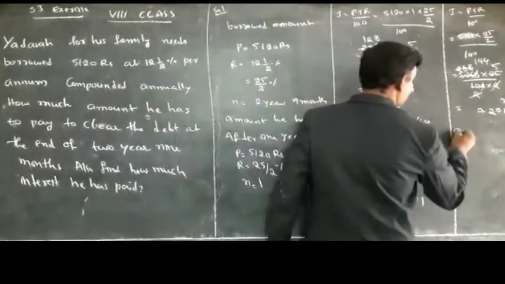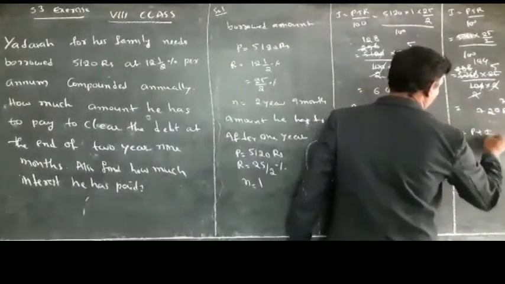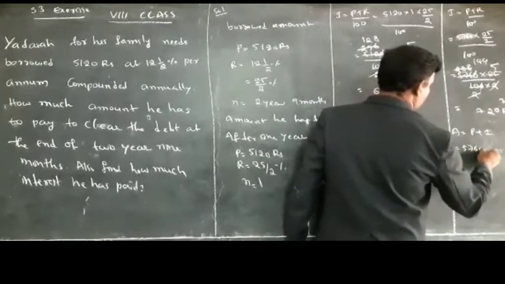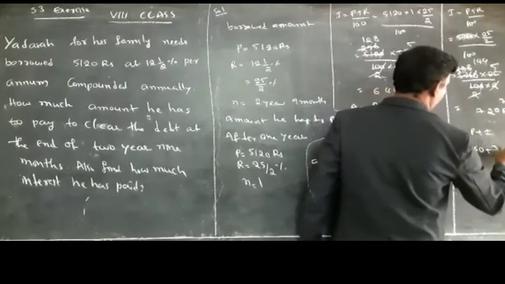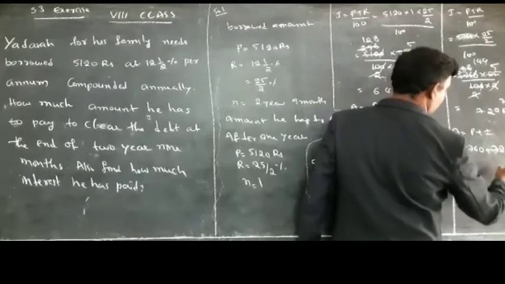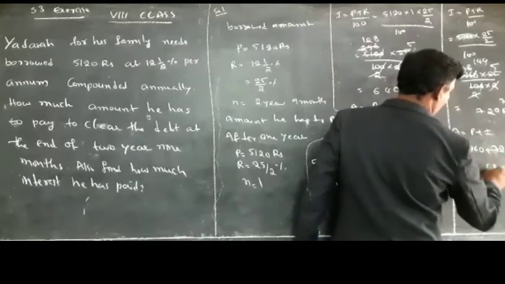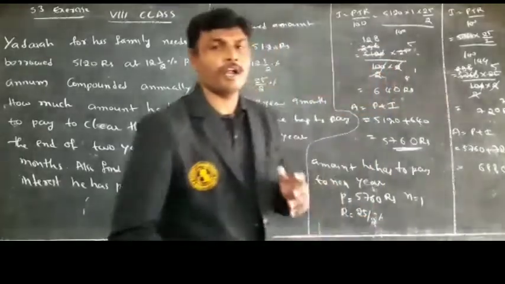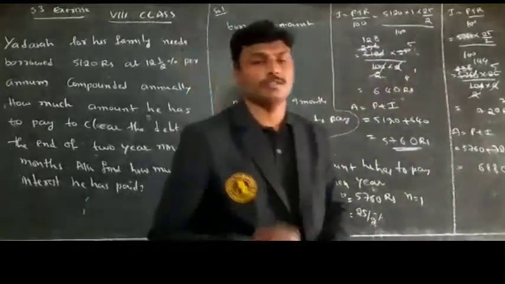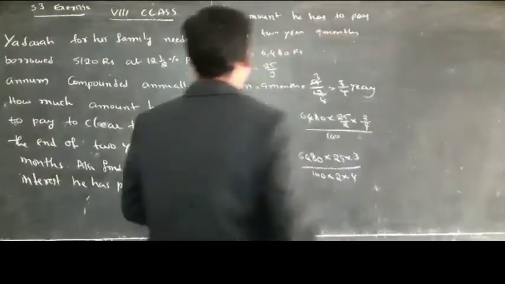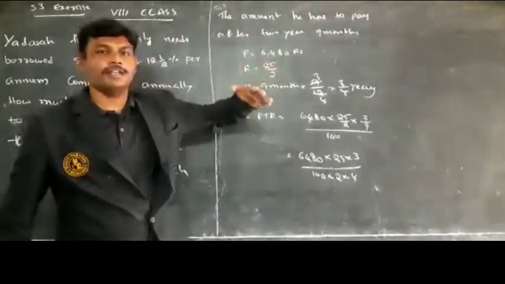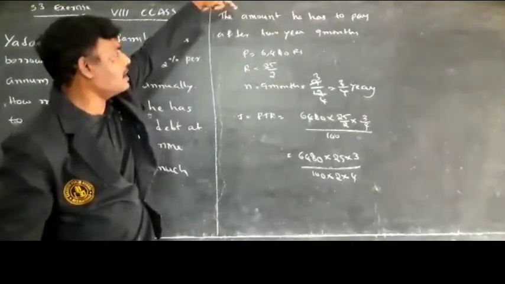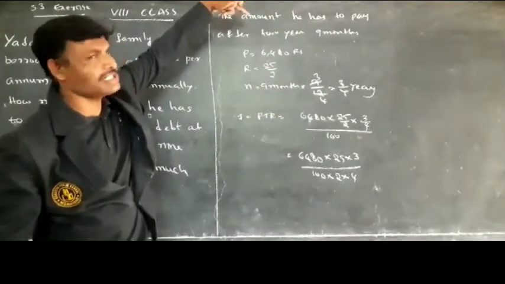Then what is A is equal to P plus I. What is the principal amount here? 5,760 plus 720. Add this. He has to pay 6,480 rupees after 2 years. See here, now first year and second year are completed. Next 9 months. So the amount he has to pay after 2 years 9 months.